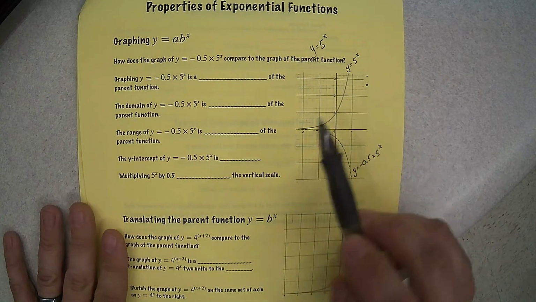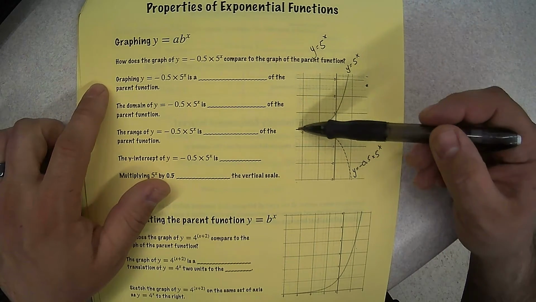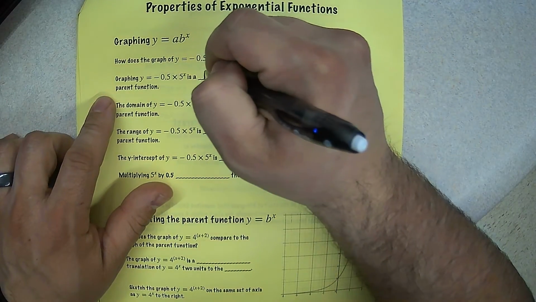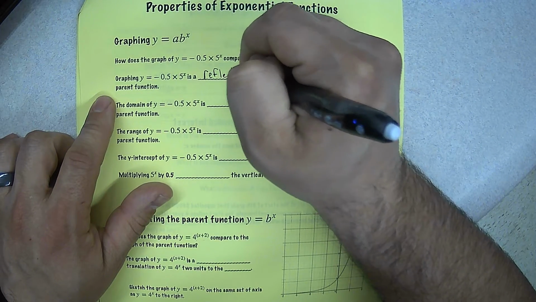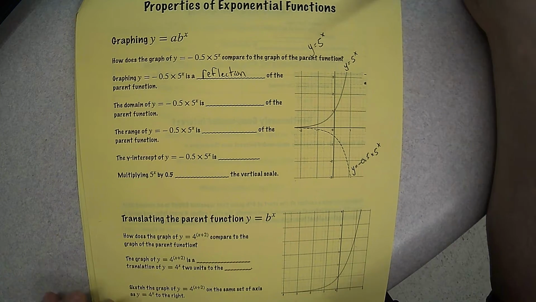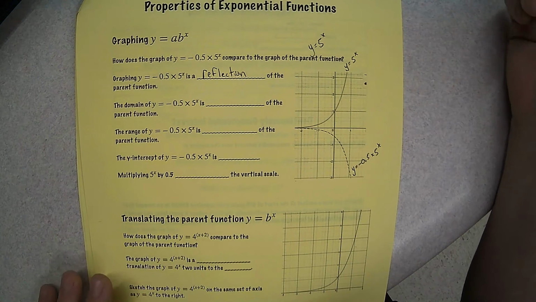Now the first thing that we see when we graph this is that we reflect. So this is a reflection of the parent function. And the reason that we have the reflection is because of this negative right here.